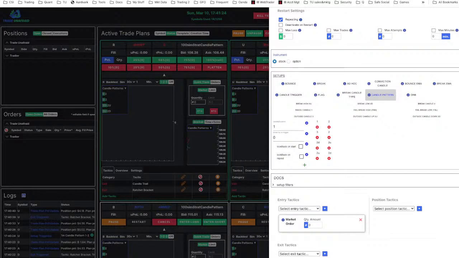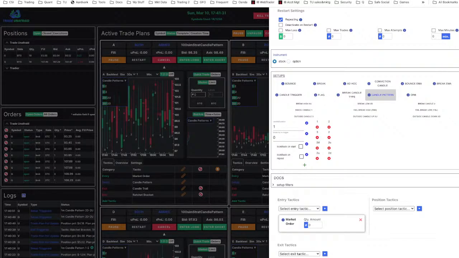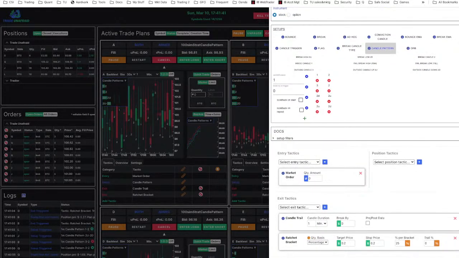Anyway, the candle pattern is the one that we're doing. We're doing it looking at 1 minute candles. And as I showed you before, we're looking at 1, 2, 3, 2 down, 2 up, or 2 up, 2 down. Any of those, if satisfied, will trigger an entry. And then we have different entry tactics. So you can have a market order, a limit order, or a candle break.